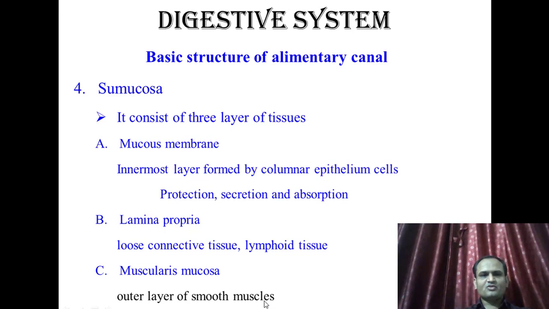So what is this? The mucosal layer is made up of three layers. The mucous membrane is made up of columnar epithelial cells and carries out protection, secretion, and absorption. Lamina propria is made up of loose connective tissue and lymphoid tissue, so it also helps in protection. And the muscularis mucosa is the outer layer of smooth muscle, and it is in contact with the submucosa.